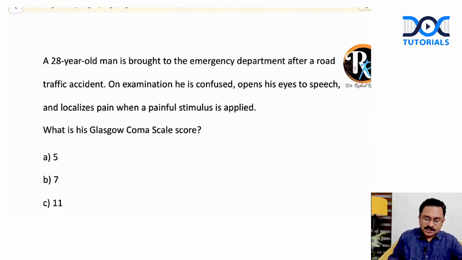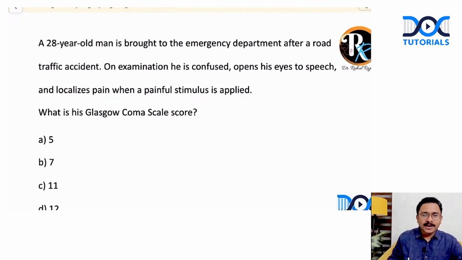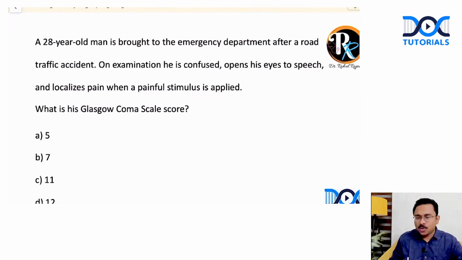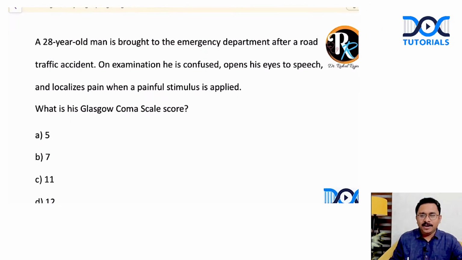Okay. Next question. A 28-year-old man brought to the emergency department after road traffic accident. On examination, he is confused, opened his eyes to speech, and localizes pain when a painful stimulus is applied. What is his Glasgow Coma Scale? Very important question for FMG exam is GCS score. Very, very important, very frequently asked. Can you guys tell me what is the GCS score?